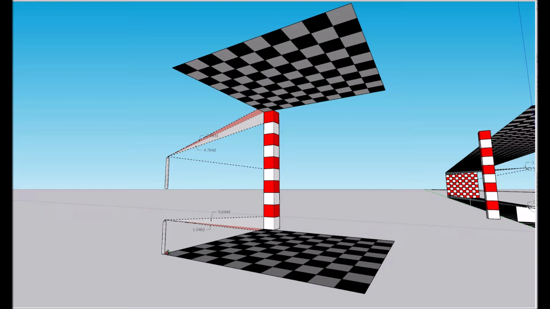This is a 10 meter by 10 meter square. The checkerboard are 1 meter squares, and that column there is 10 meters high. I've got a viewpoint 1.7 meters above the floor surface, which is about eye level of a standing person. And then a second viewpoint directly above, at the mid-height of the wall structure here.